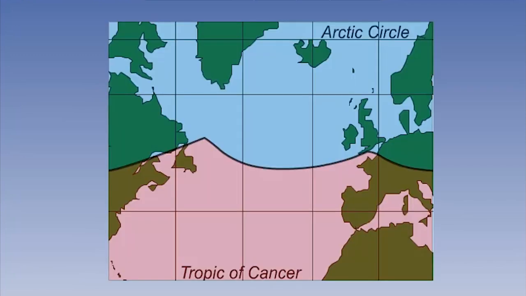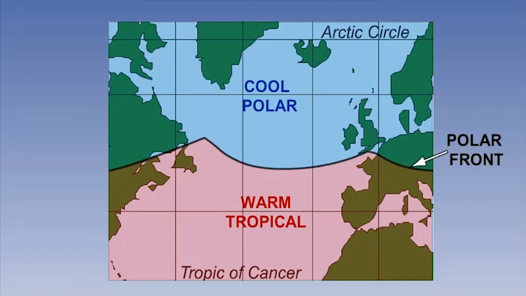The second main process occurs nearer the surface and needs to work in conjunction with the upper air process that we have just described. Within the temperate latitudes, we have warm tropical air, meeting much cooler polar air. The boundary between these two different air masses is called the polar front.